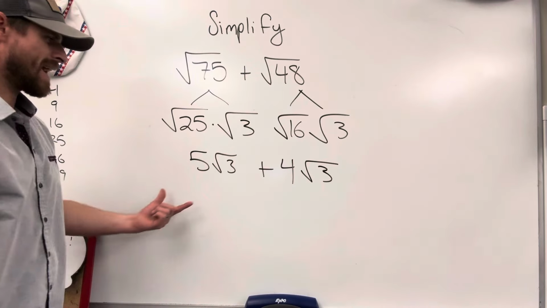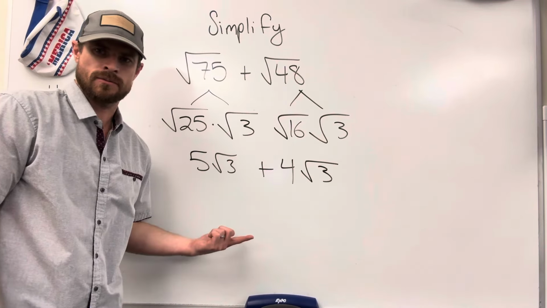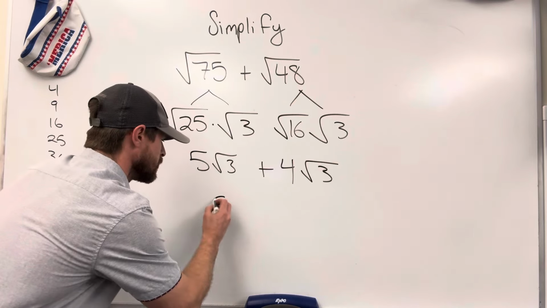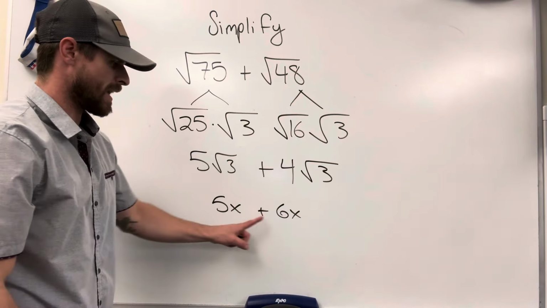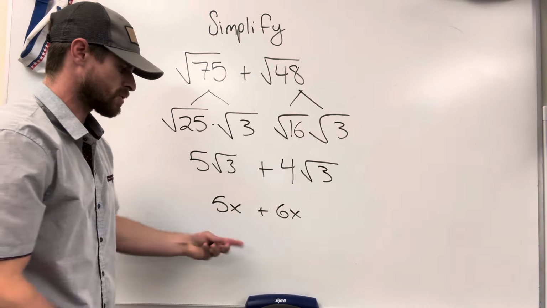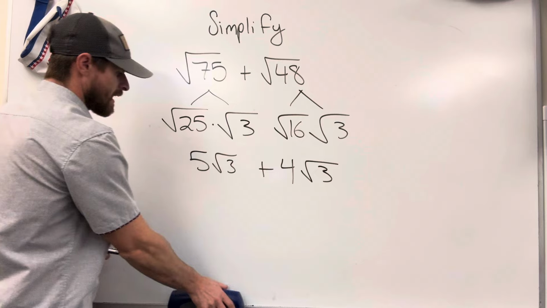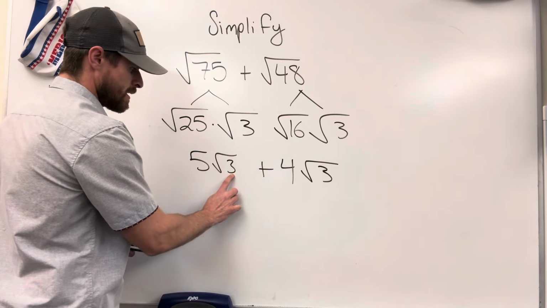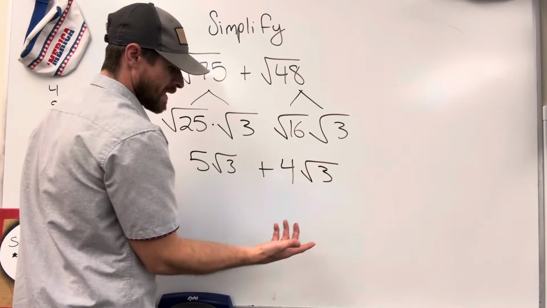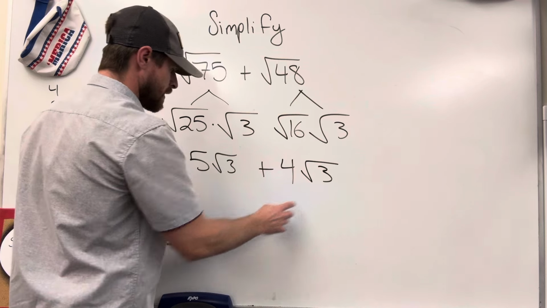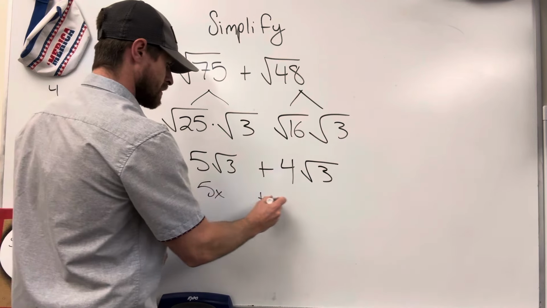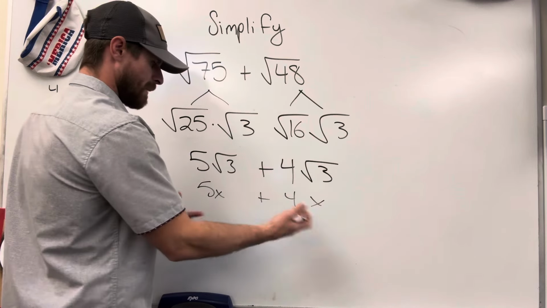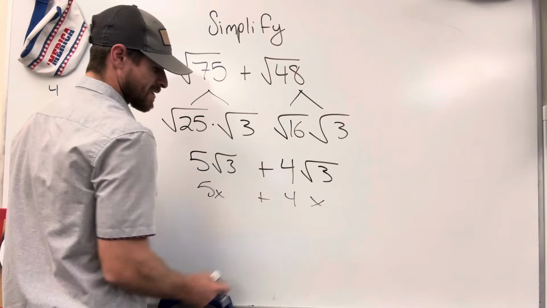So now what I have is essentially like terms. You remember back early in algebra when you started doing 5x plus 6x, and you said, oh, they're both x terms, so we can combine them through addition. Same rule applies with your radicals here. So if I've got 5 root 3, if that wasn't root 3, we can't do this. But because it is root 3, think of them as x's. 5x plus 4x. We can combine them, and it's going to remain an x term.